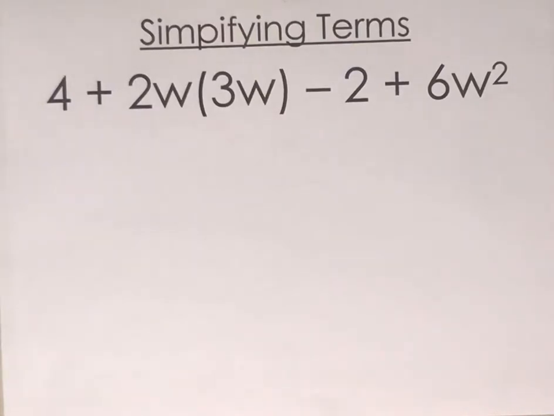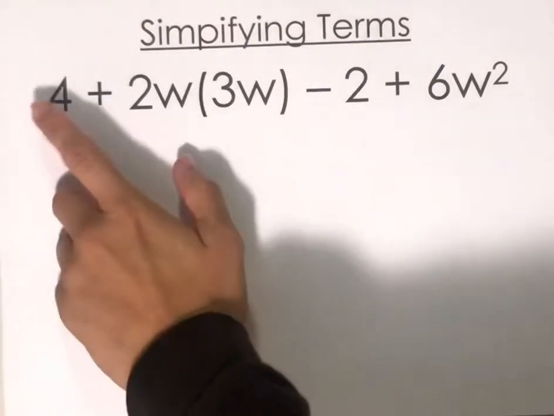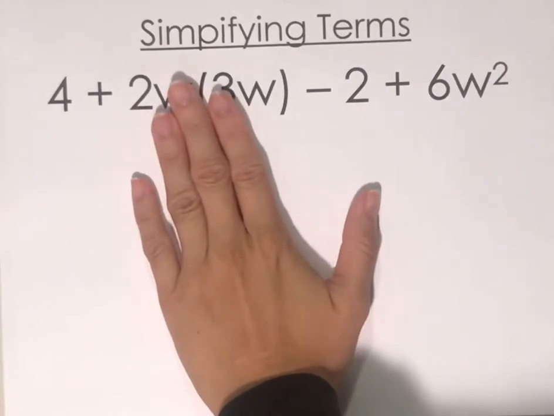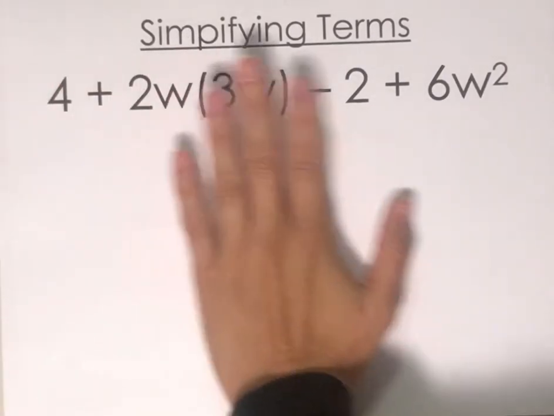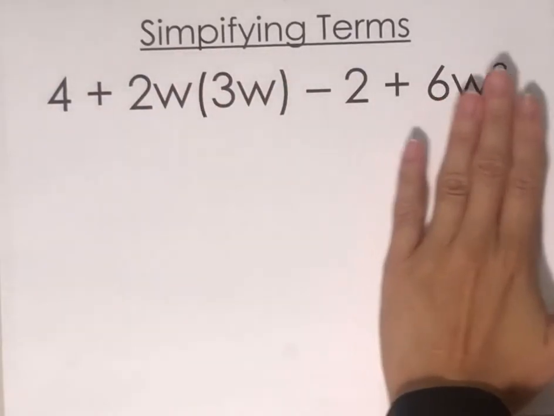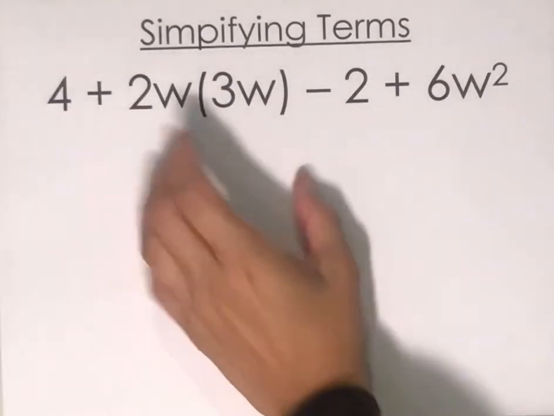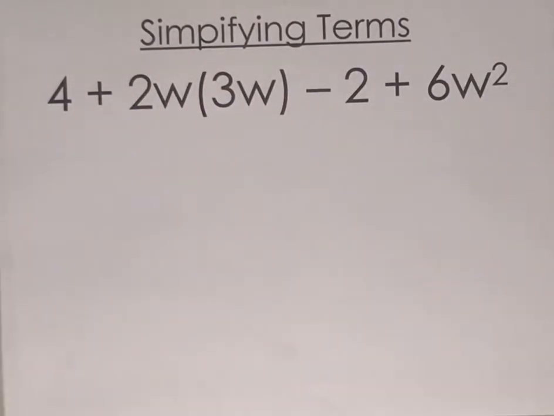Okay, again, we're going to simplify the terms. So we have 1, remember multiplying is just one term. So we have 1, 2, 3, 4 terms. So we have 4 terms that we're starting off with.